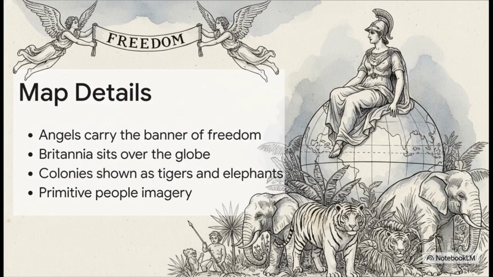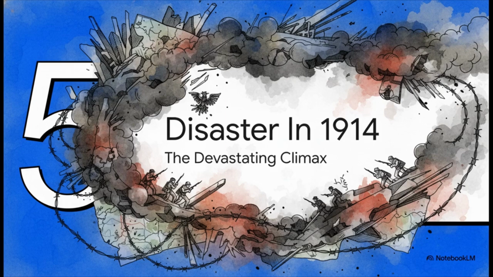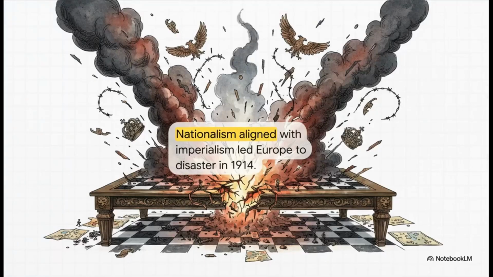I mean, they celebrated controlling others as their own national triumph, which, historically speaking, is just some top-tier mental gymnastics. Let's look at Section 5, Disaster in 1914. And this brings our chronological narrative to its absolute devastating climax. These major European powers, they played a really dangerous game, and they completely lost control of it. That series of localized wars in the Balkan region snowballed and culminated in the First World War. Nationalism, firmly aligned with imperialism, led Europe to absolute disaster in 1914.